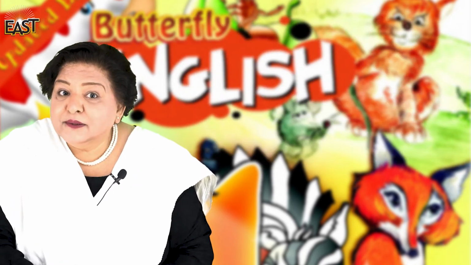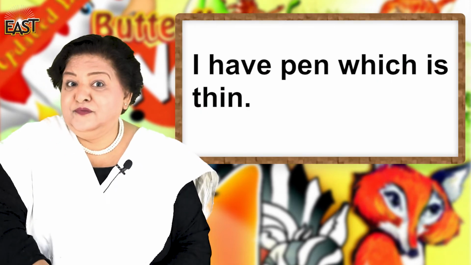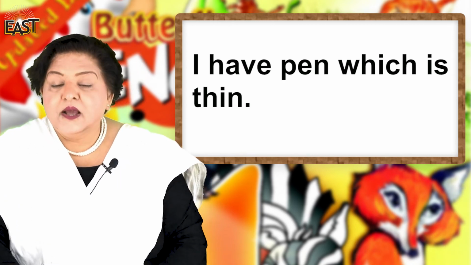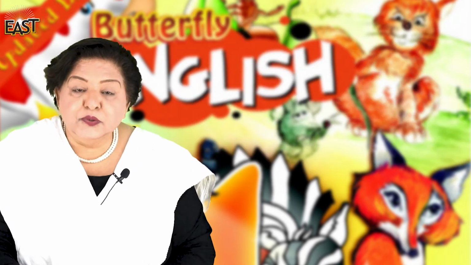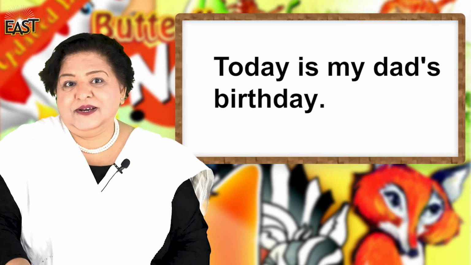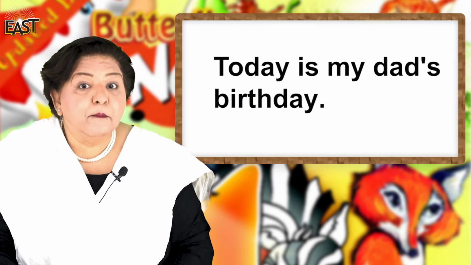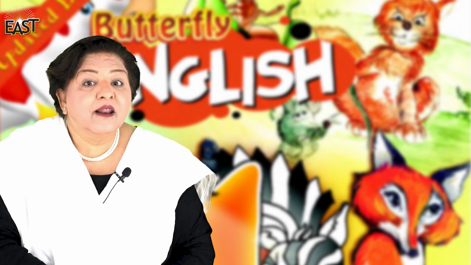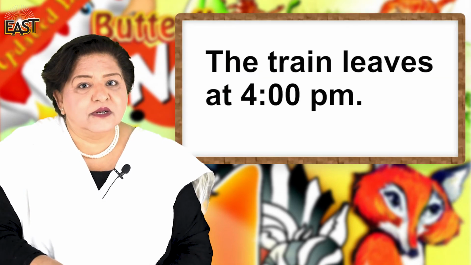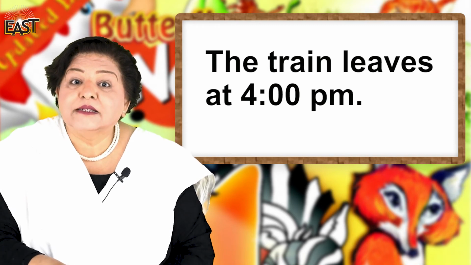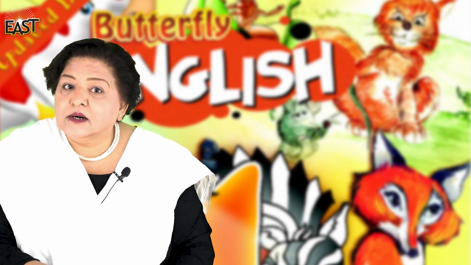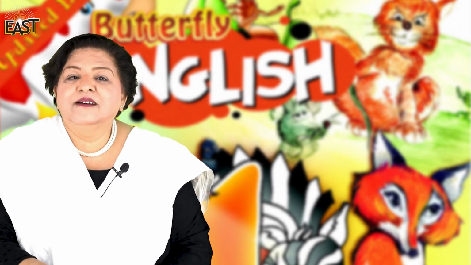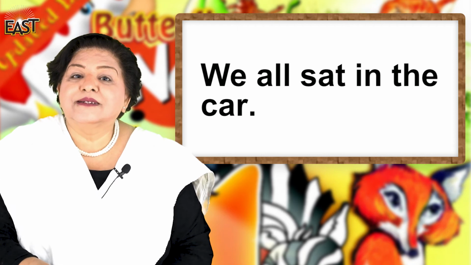Pen. Who can make a sentence? Very good. I have a new pen, which is a thing. Excellent. Dad, a special person. Who's going to make a sentence? Good. Today is my dad's birthday. Train, which is a thing. Yes. Well done. The train leaves at 4 p.m. The car, which is a thing. Yes. Very good. We all sat in the car.